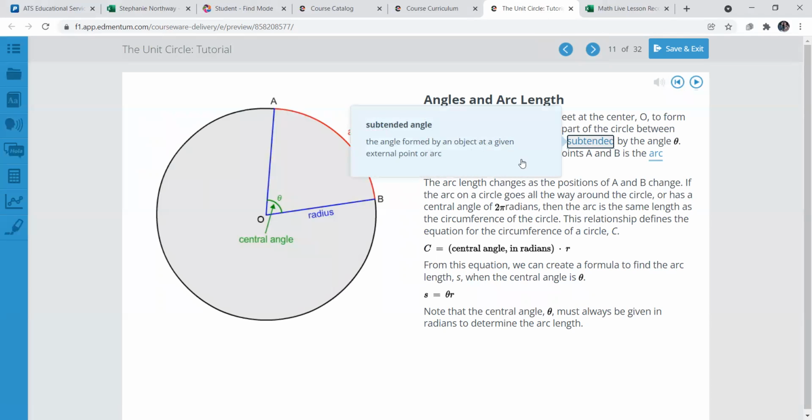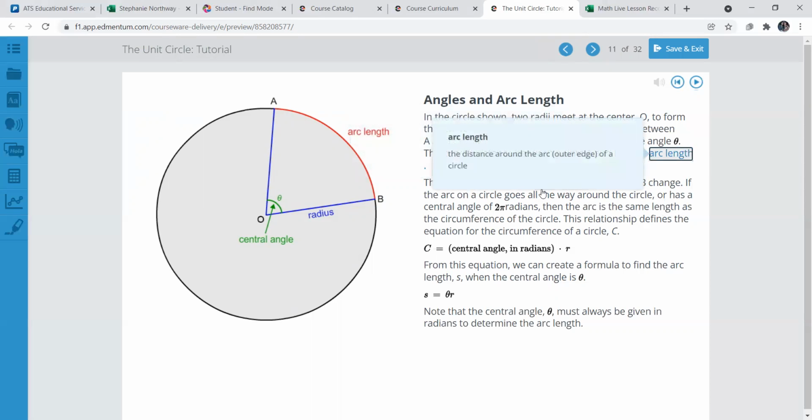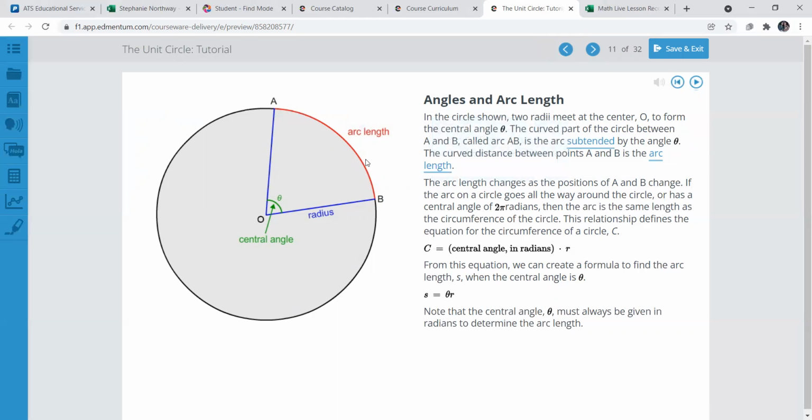Okay. So the subtended angle is the angle formed by an object at a given external point or arc. Arc length, the distance around the arc, the outer edge of the circle. So the arc length is right here. And I did do a mini lesson in geometry about the arc length and the radius and all this stuff in the circle.